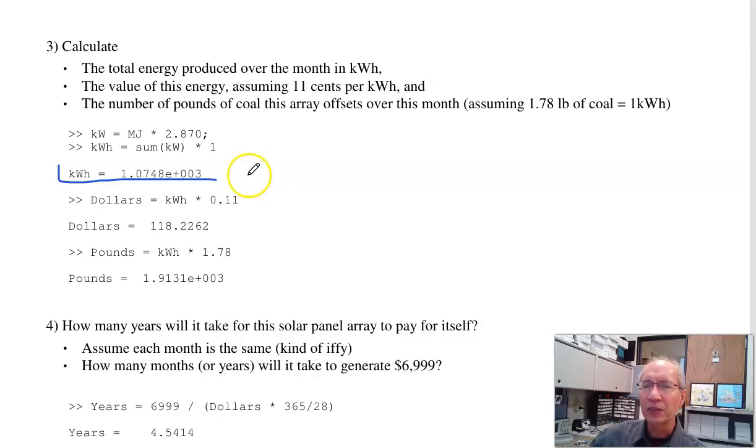The value of that electricity is $118 at 11 cents per kilowatt hour, so my utility bill would be reduced by $118. It takes 1.78 pounds of North Dakota lignite to produce 1 kilowatt hour of electricity. That would offset 1,900 pounds of lignite for one house for 1 month. They're actually big numbers. Now, multiplied by 800,000 people in North Dakota, it can actually get pretty significant.